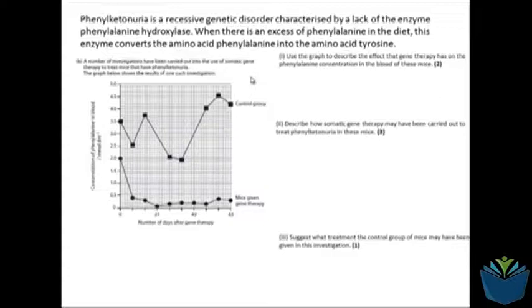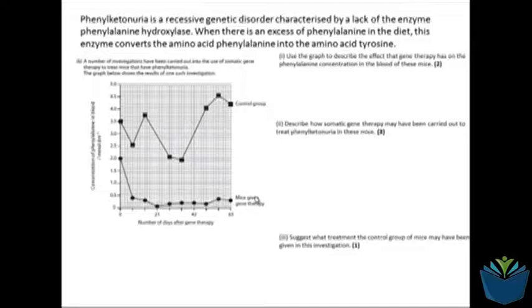You've got the control group, and it shows the concentration of phenylalanine in the blood, and the mice given the gene therapy. Just looking at it at a glance, you can clearly see the mice who've had the gene therapy have a much lower level of phenylalanine in the blood compared with the control group. But the first question: use the graph to describe the effect that gene therapy has on the phenylalanine concentration in the blood of these mice.